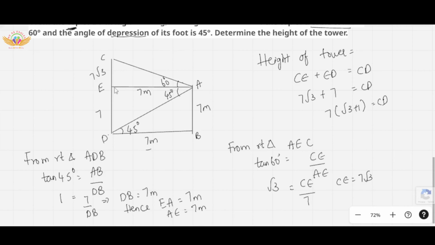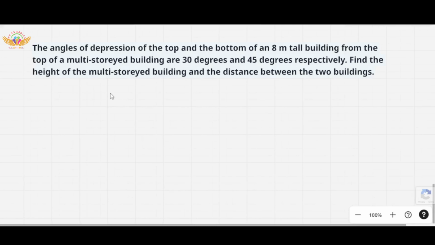Now the height of the tower is CE plus ED, right? So we have to do 7 root 3 plus 7, and finally we got the height of the tower as 7 into root 3 plus 1. Write down step by step neatly and with sentences. Okay. Let us move to the next question.